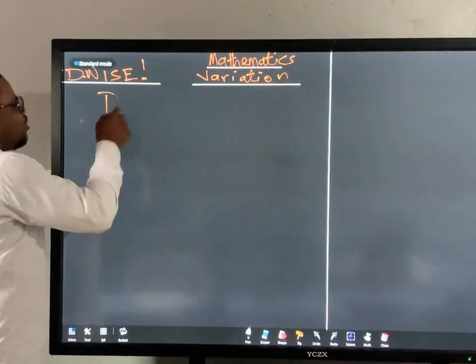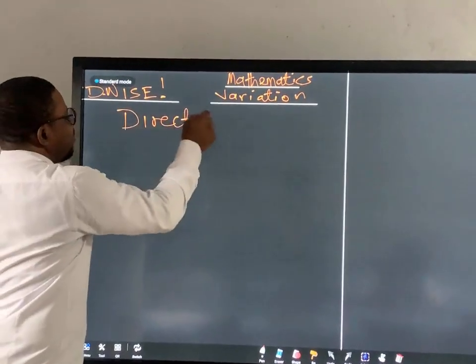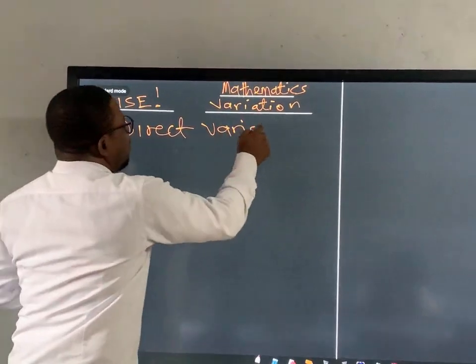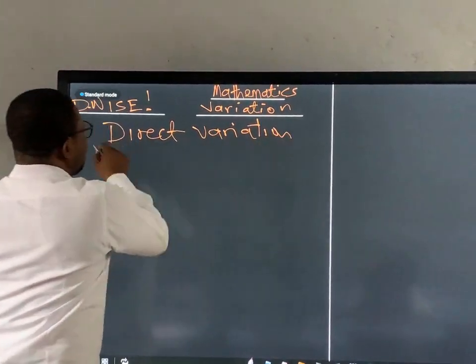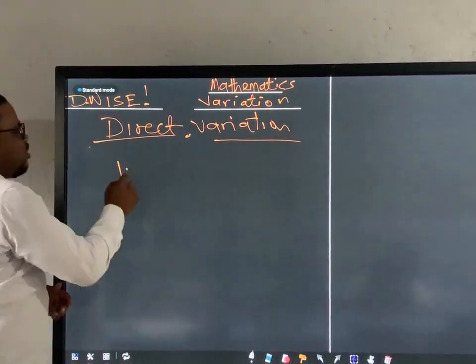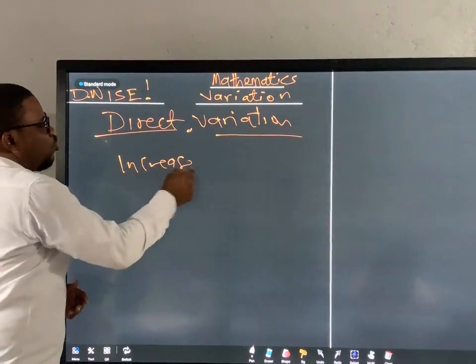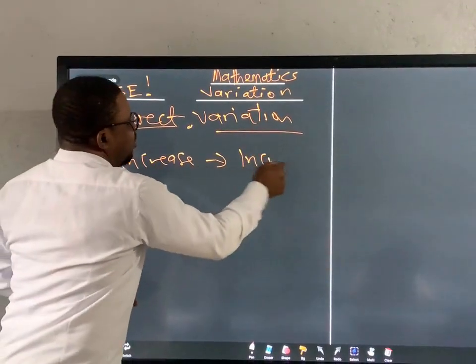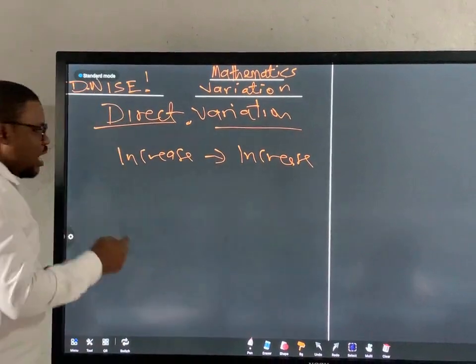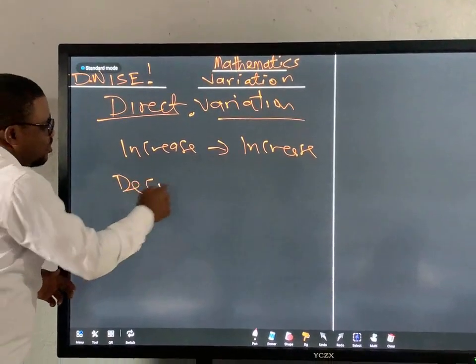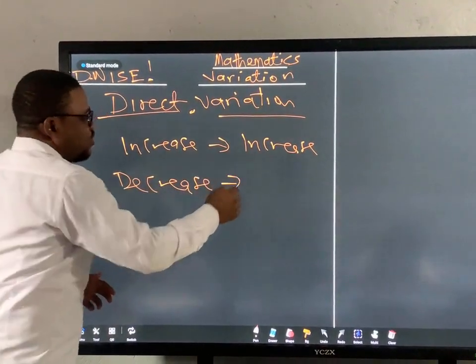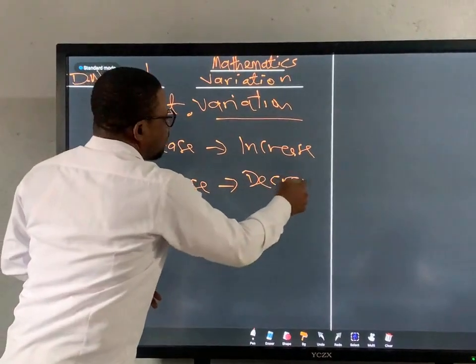The first variation I want to talk about is direct variation. In the case of direct variation, an increase in one quantity leads to an increase in the other quantity. And if you decrease one of the quantities, it will result in a decrease in the other quantity.